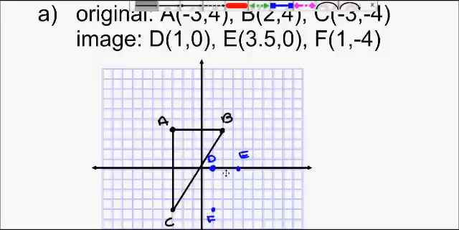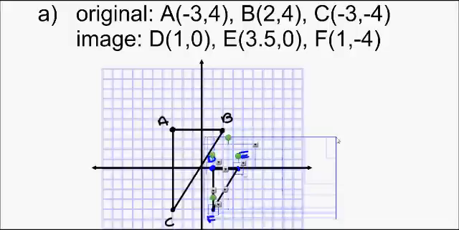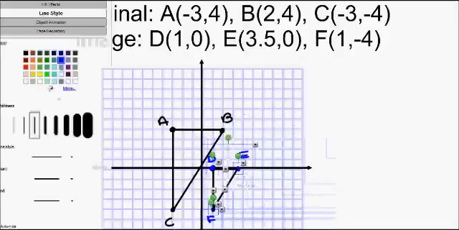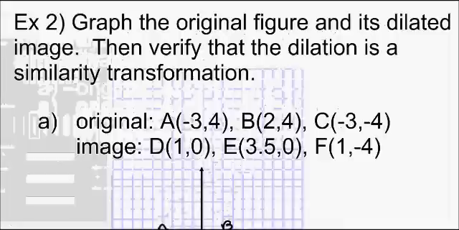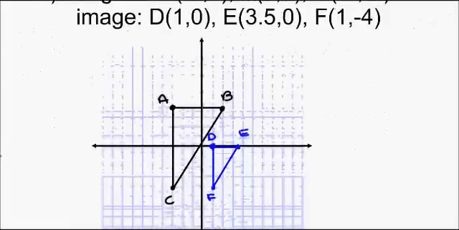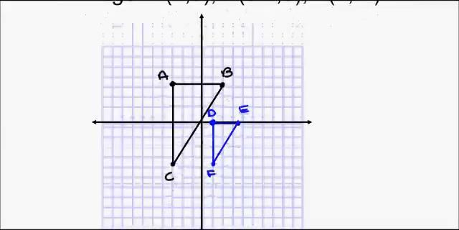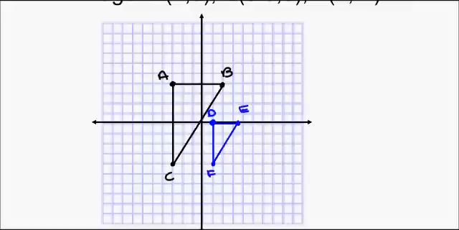And I think you can tell without me even connecting the dots here that this is a reduction. Okay. What do we have to figure out here? Oh, verify that it's a similarity transformation. Okay, so basically we want to find the ratio between each of the side lengths and make sure that each one is proportional. Remember, in two similar triangles or two similar polygons, all the sides will be proportional.